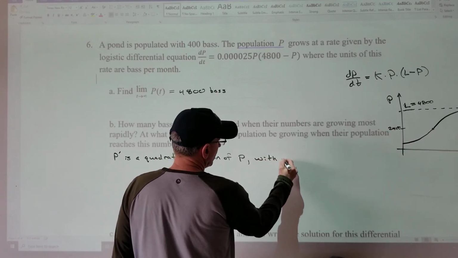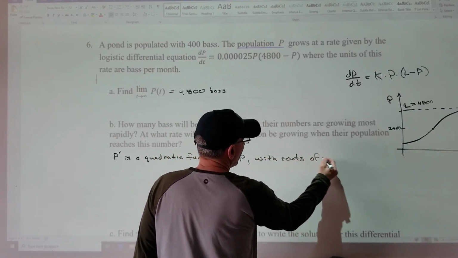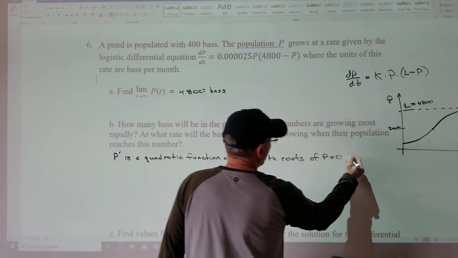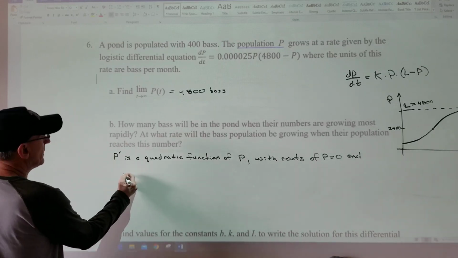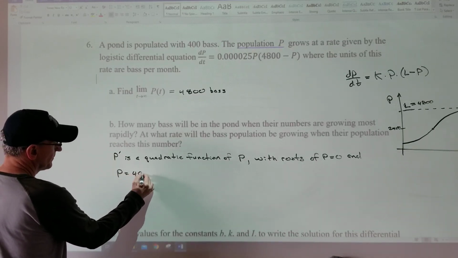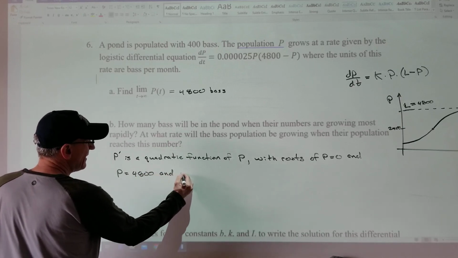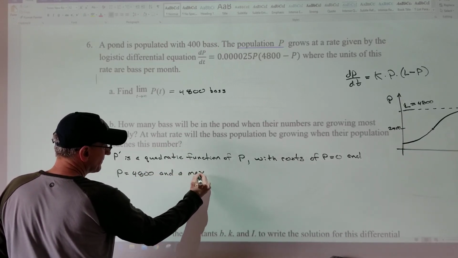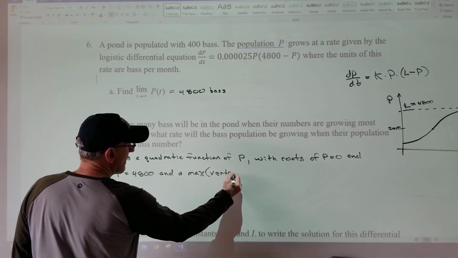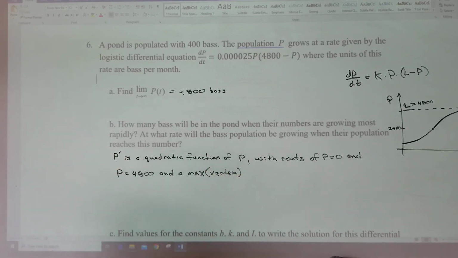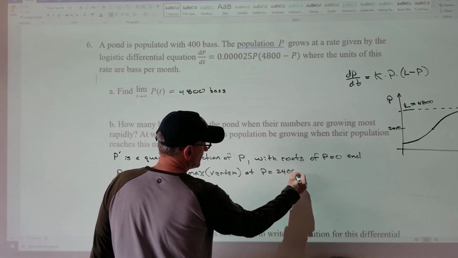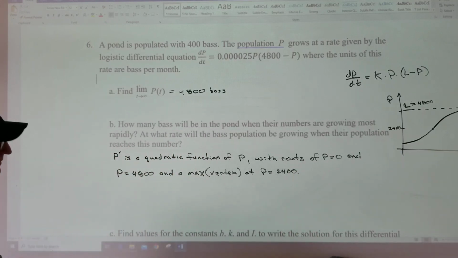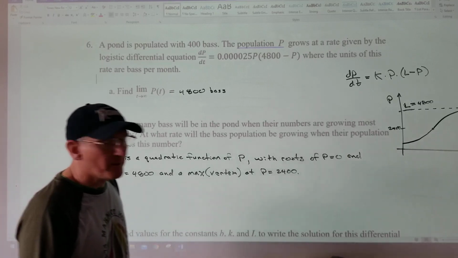With roots of P equals 0 and P equals 4,800, and a max, where the vertex of the parabola is at P equals 2,400. I think that would be a sufficient amount of evidence to offer. You might also want to sketch a little graph though.